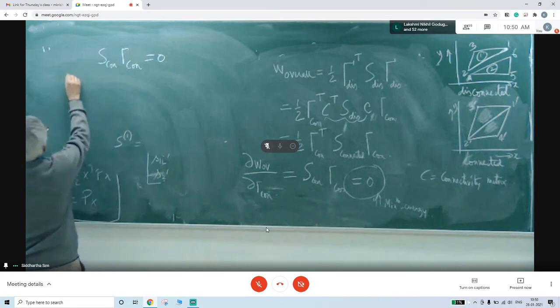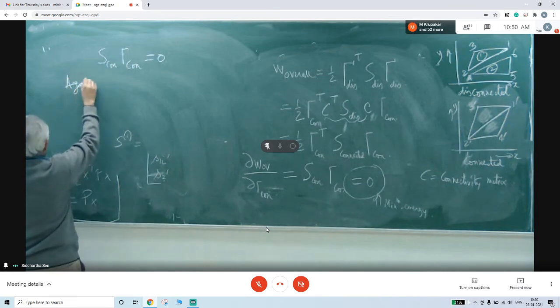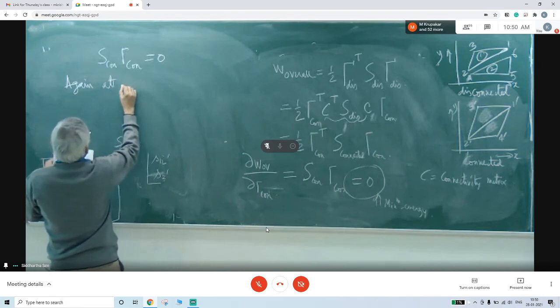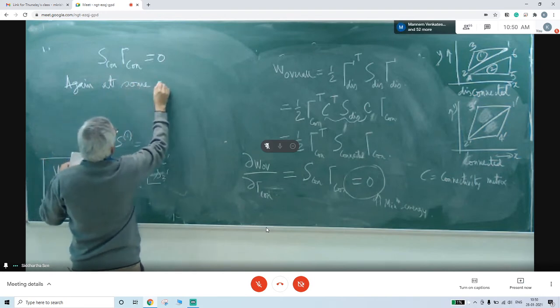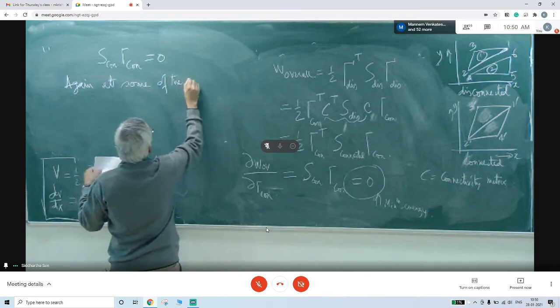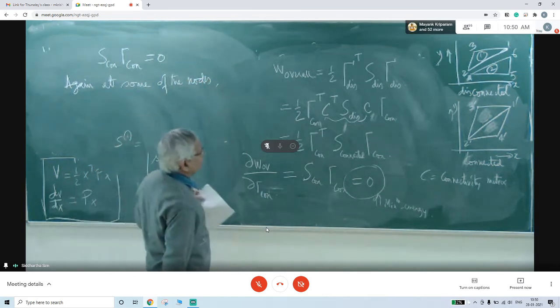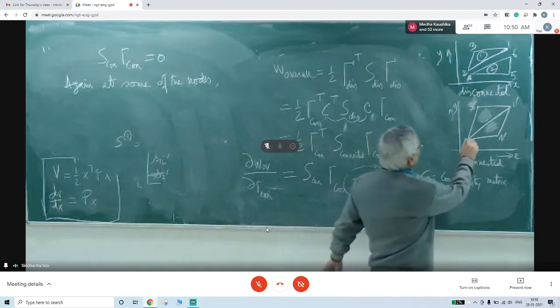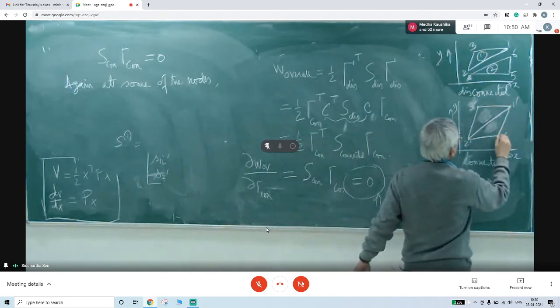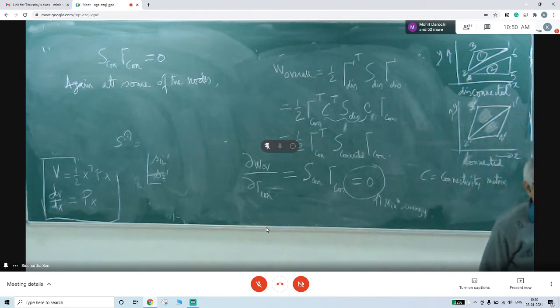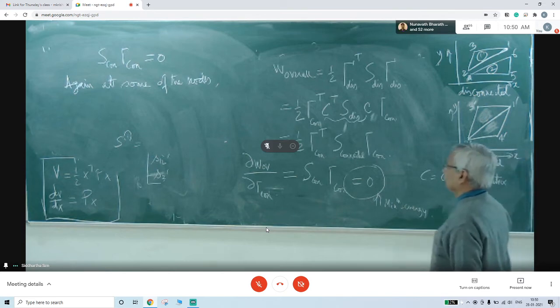Again, at some of the nodes, mind it, what are the nodes? Basically, this is node 1, node 2, node 3, node 4, and in this way, these are the nodes, and lambda, we also say, these are the potentials at this point.